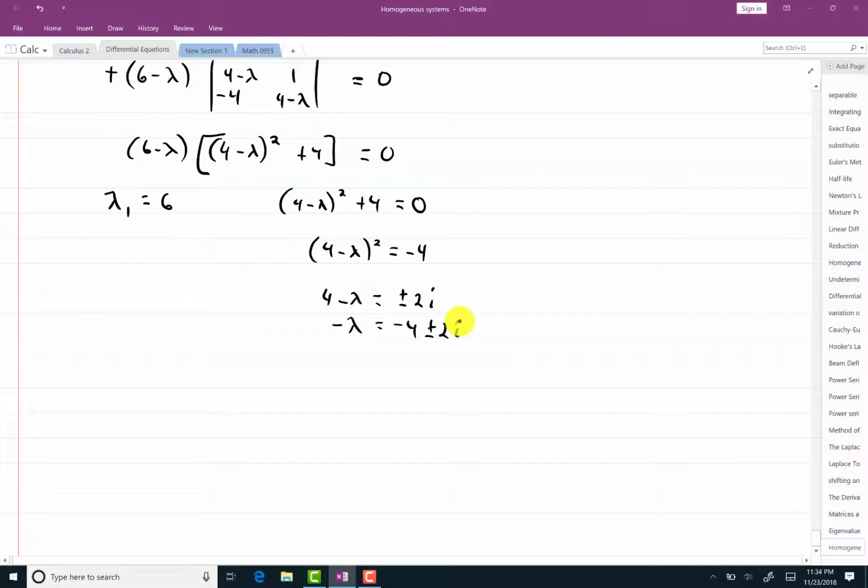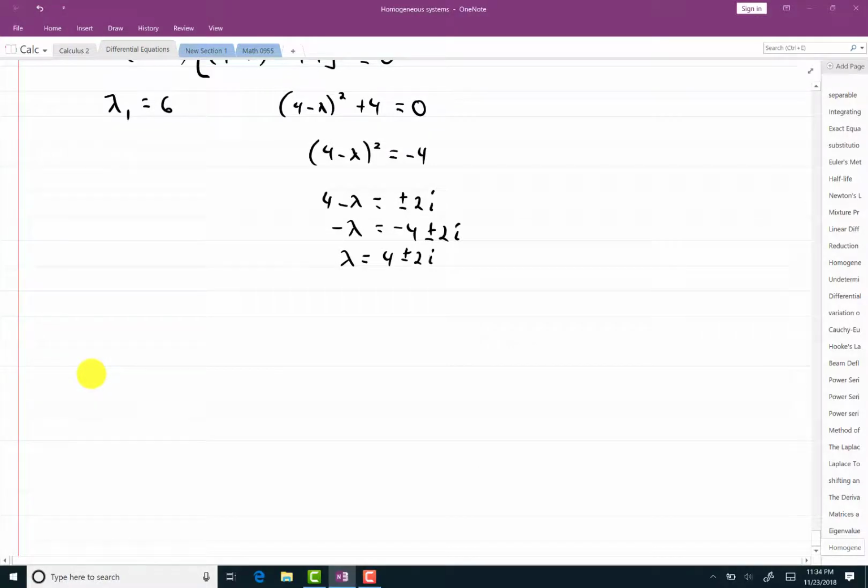And then multiply through by negative 1. So I get my lambda equals 4 plus and minus 2i. And you see a 4 plus 2i and its conjugate, 4 minus 2i, is there. This will be my lambdas 2 and 3 over here. Let's start with lambda 1 equals 6 and see what we get.